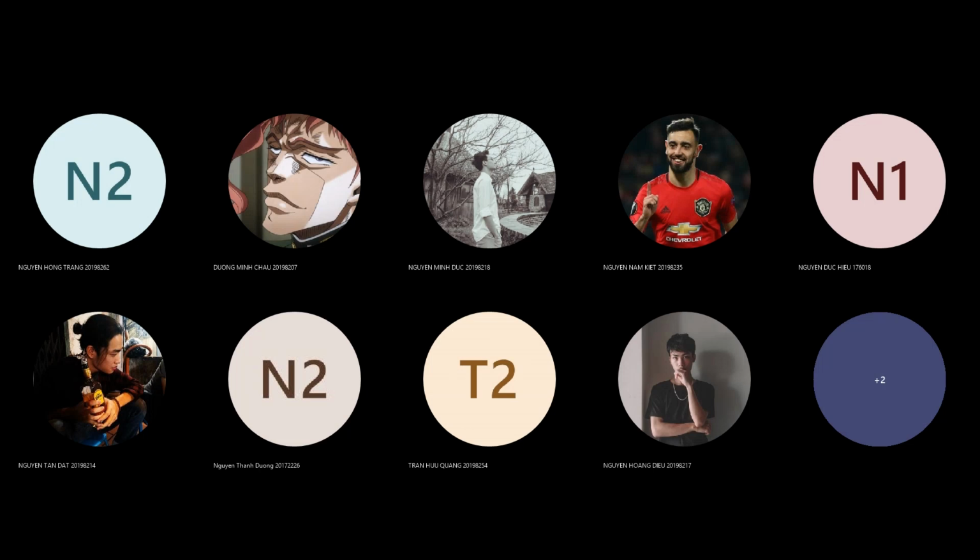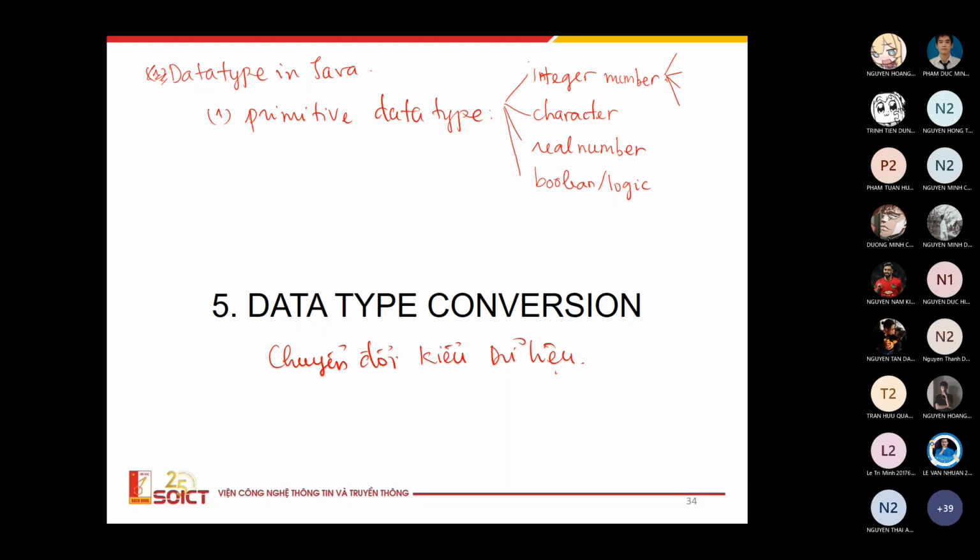You can see the slide and tell me how many, or you can name for me the integer number. We have the byte, the short, for example, and int, okay? Long int. Yes, and long, okay? Yeah.